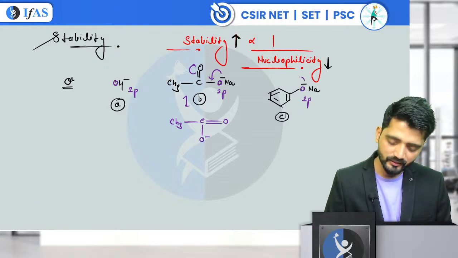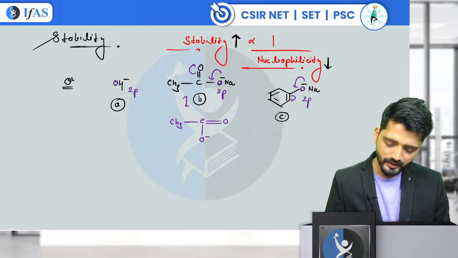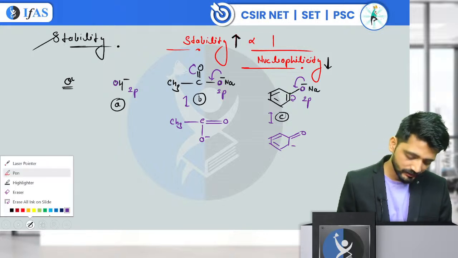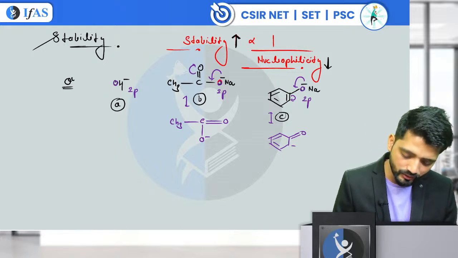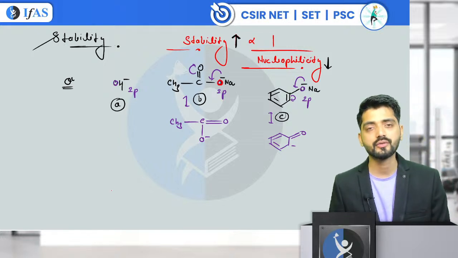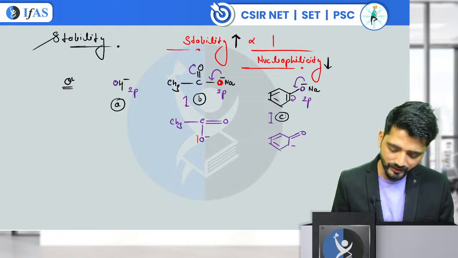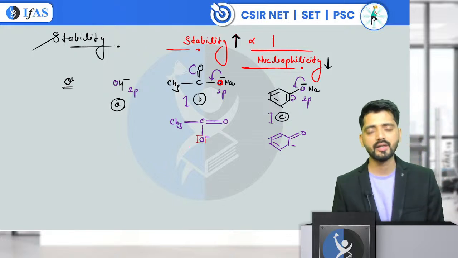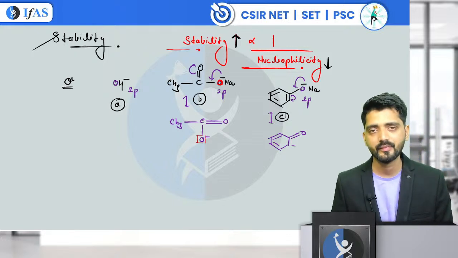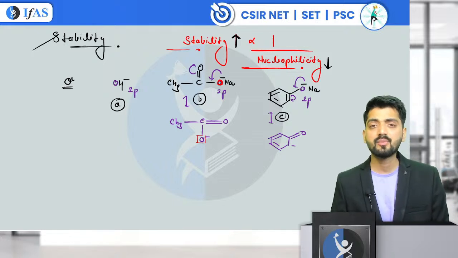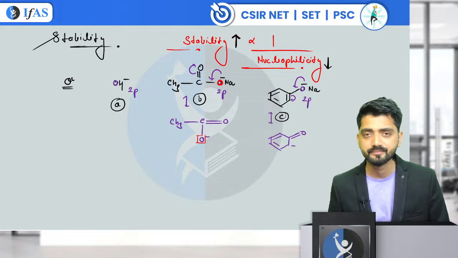Correct? And similarly, this can also perform resonance. So the resonating structure will look like this. Now, what happens for a carboxylate anion? For any carboxylate anion, the anion is present on a very electronegative center, that is oxygen. And once it does resonance, it again comes on a center which is very highly electronegative, that is oxygen. So this type of resonance is very effective. This type of resonance is very stable.